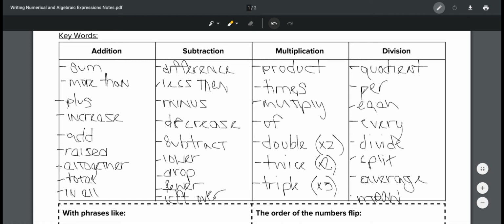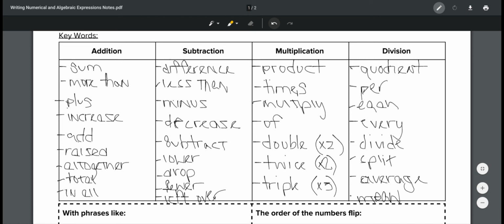So again, I'm sorry for the sloppiness. I'm trying really hard to write neat, but I'll read through these again. Pause if you need to finish writing them down. We have quotient, per, each, every, divide, split, average, and mean.